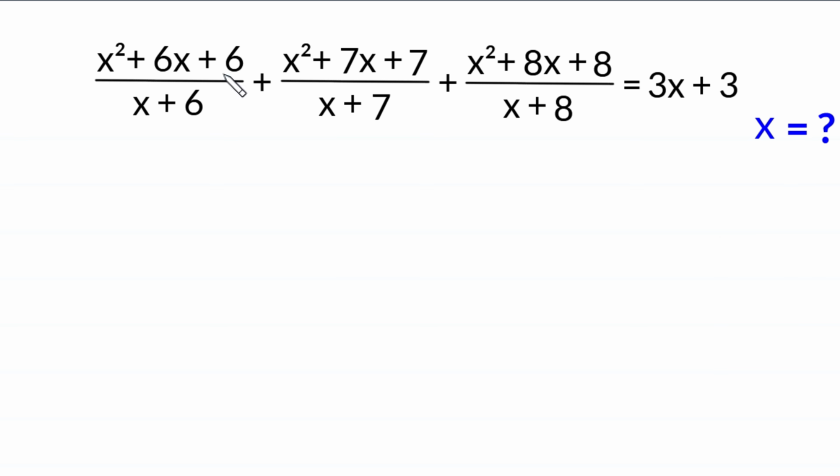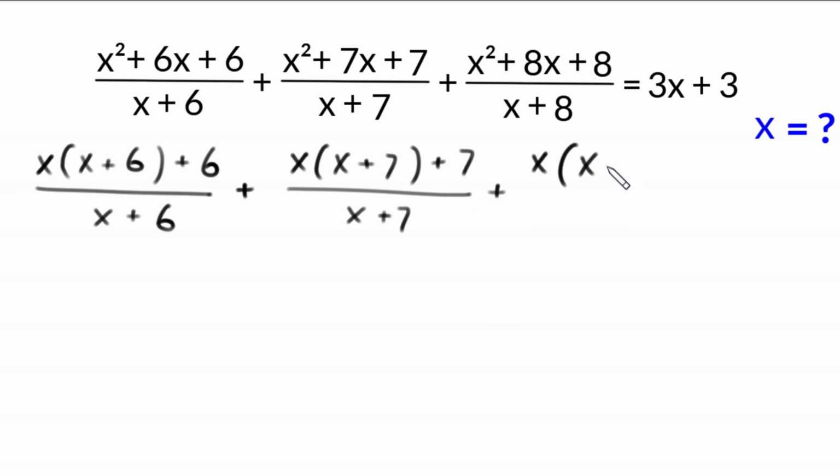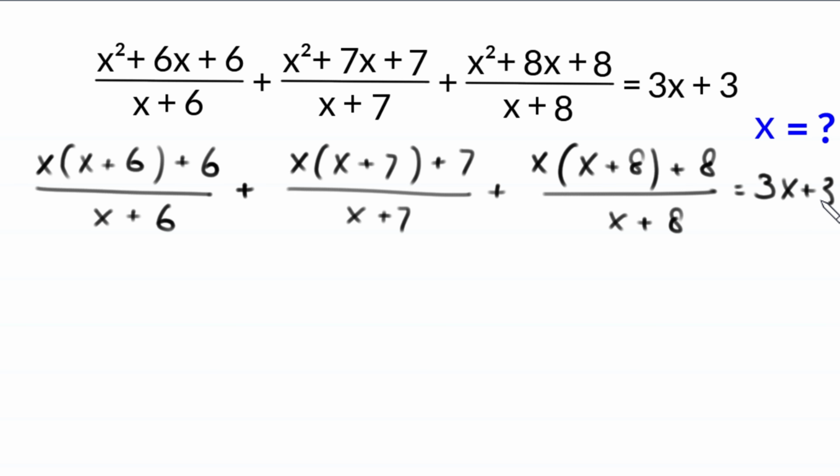So let's start. From these two terms we can factor out x. In bracket left: x plus 6 plus 6 divided by x plus 6, plus in the same way this will become x times x plus 7 plus 7 divided by x plus 7, plus this will become x times x plus 8 plus 8 divided by x plus 8, equal to 3 times x plus 3.